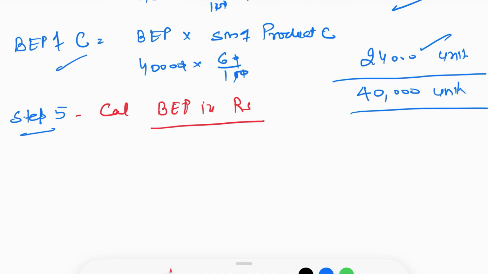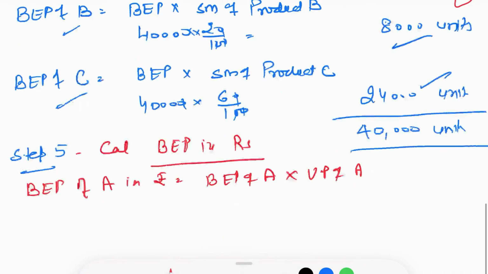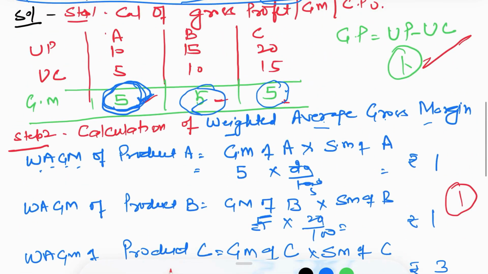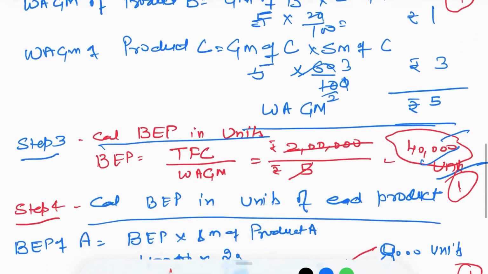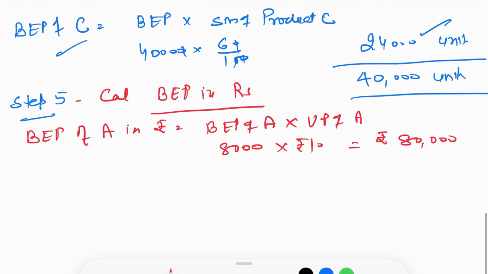To calculate break-even point in rupees, what do I have to do? We have to calculate break-even point of each product in rupees. BEP of A in rupees. The formula is BEP of A multiplied by unit price of A. So what is BEP of A? 8,000 units multiplied by unit price of A. What is the unit price of A here? 10. All the things are given in your question. Unit price of A is 10. So how much will you get? Rupees 80,000 by selling product A.